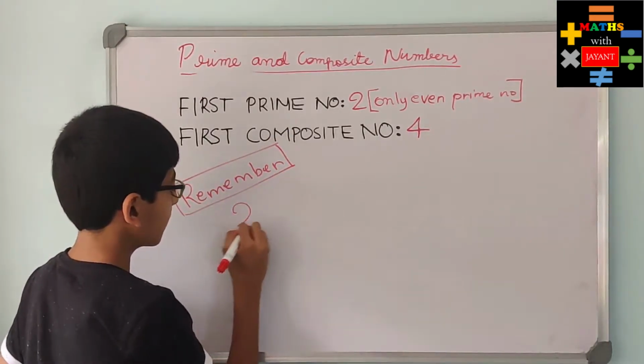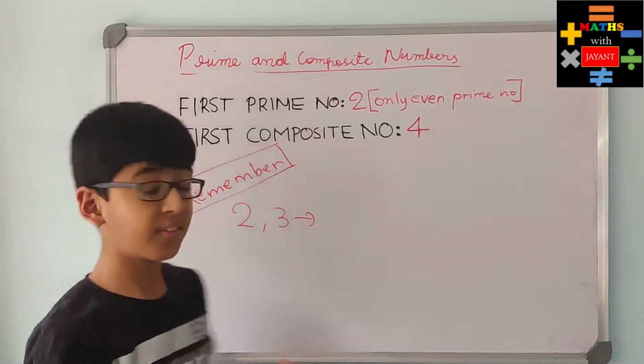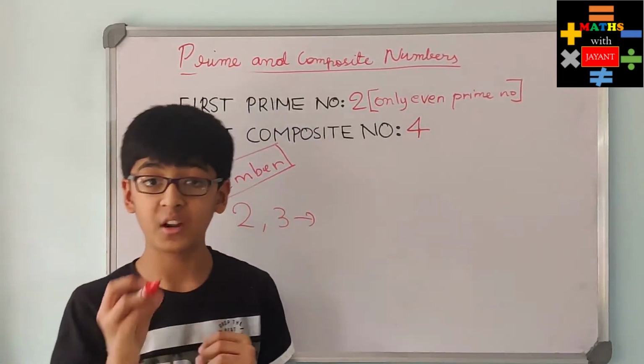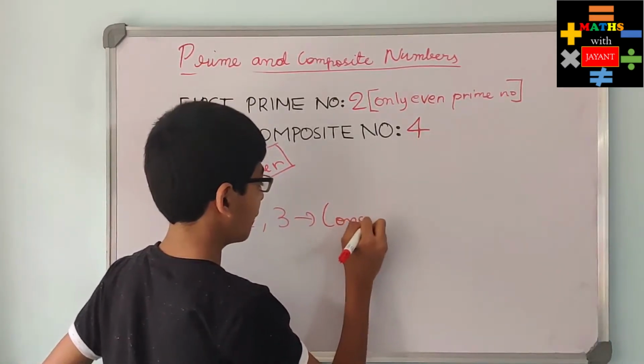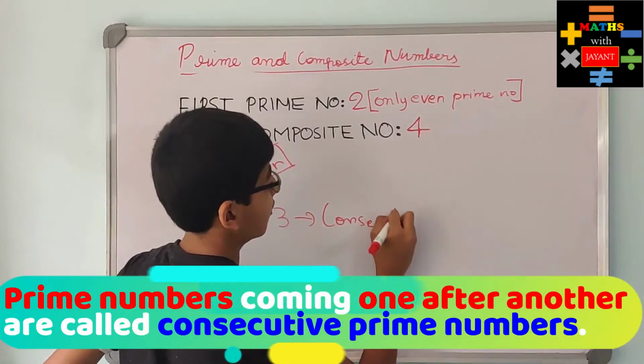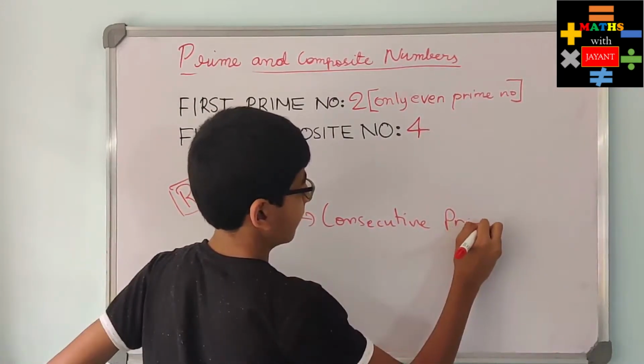Look at the prime numbers 2 and 3. 2 and 3 are such prime numbers that come one after another. Such prime numbers are called consecutive prime numbers.